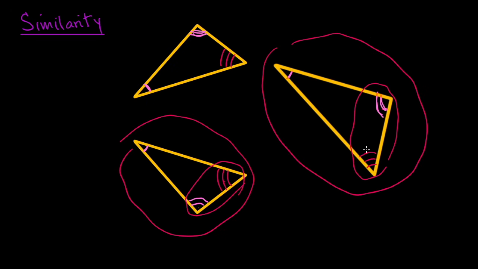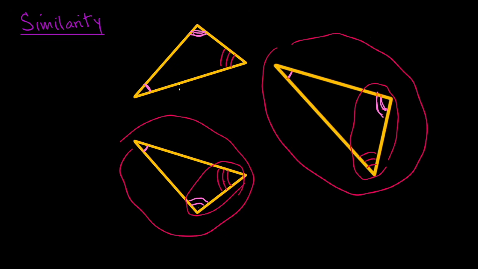Now another way that you can approach it, and once you take geometry, you'll learn many other ways of proving and justifying that two triangles are similar. But another way is to compare the ratio between sides. So if all three sides of a triangle have the same ratio, then they're similar.